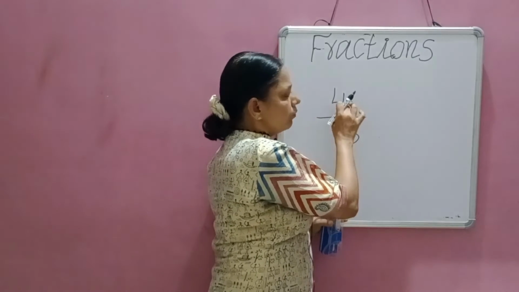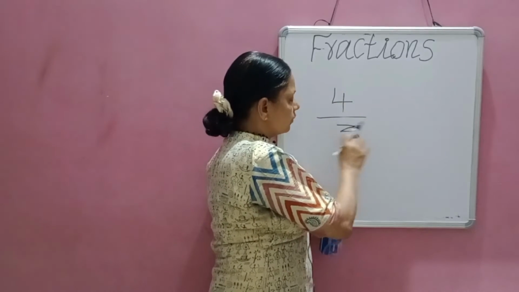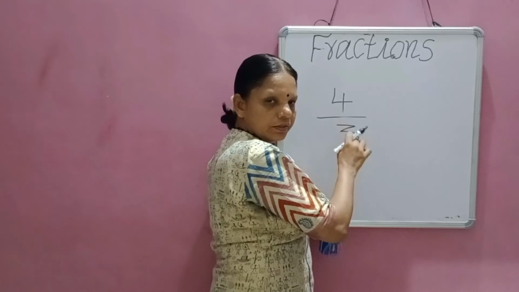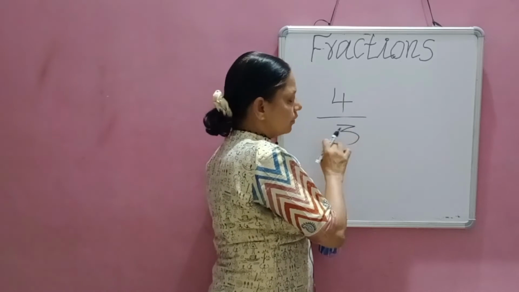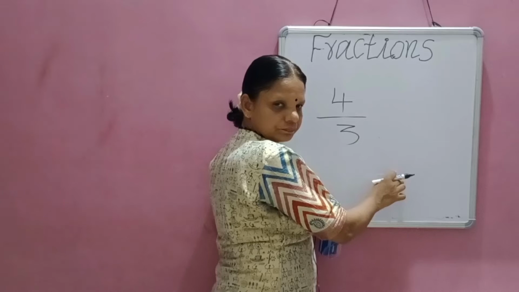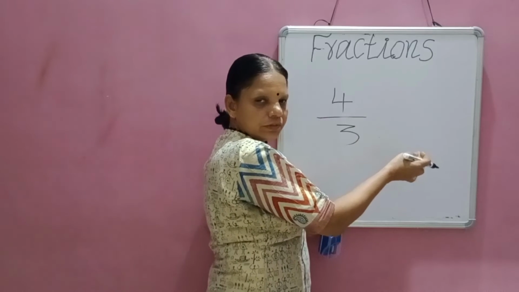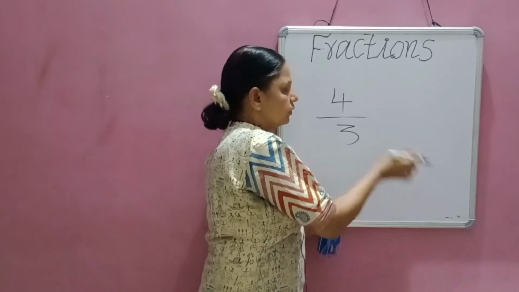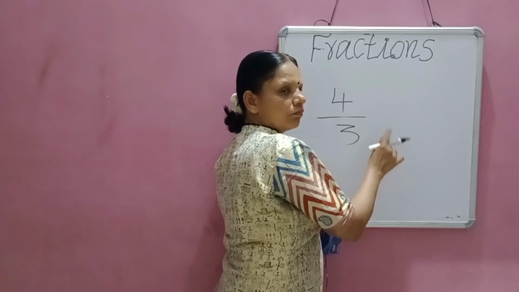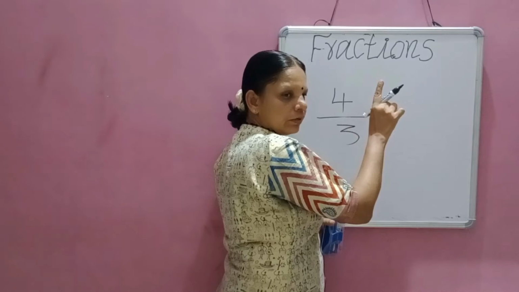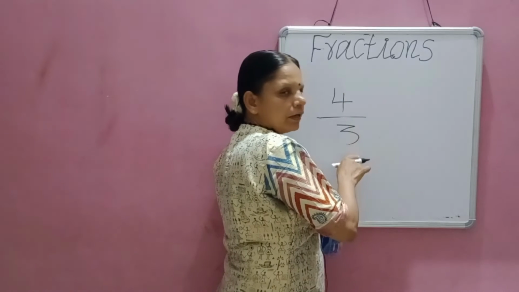So how many 3's? Here also the division is 3. 1 is divided into 3 equal parts. So out of this, 3 parts are taken. That is 3 upon 3. What is remaining? 1 part is remaining. One part out of 3 parts is remaining.